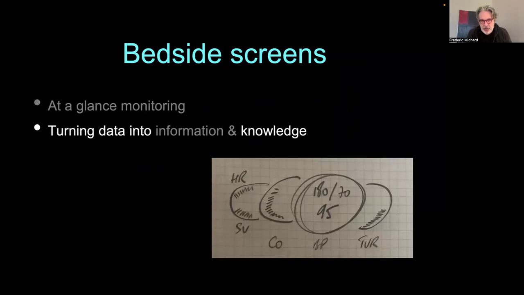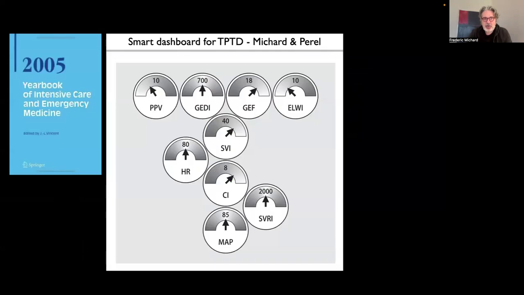We can go one step further and turn data into knowledge. To do so, we need to organize hemodynamic or physiologic variables according to their physiologic relationship. This is an example, again, not very new, published 20 years ago with Azriel Perel. What we proposed for transpulmonary thermodilation measurements is to display the end-diastolic volume and the ejection fraction next to each other, because these are the 2 determinants of stroke volume.